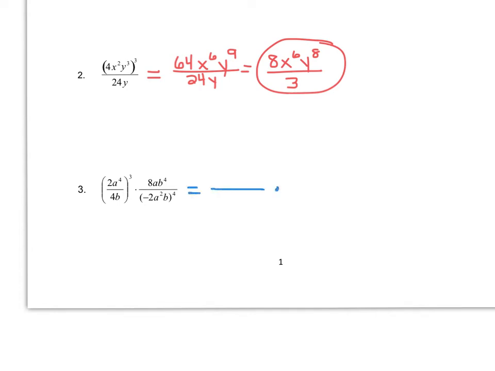We have 2 fractions going on, and we're just working with the first one. So 2 to the 3rd power: 2 times 2 times 2, which is 8. Then we have to raise this a to the 4th to the 3rd power. Remember, if you have a power raised to another power, we multiply those exponents. So since 4 times 3 is 12, it gives us a to the 12th power.